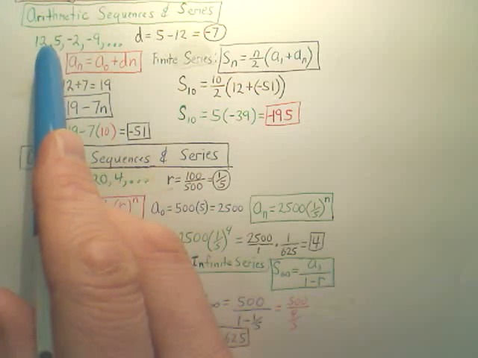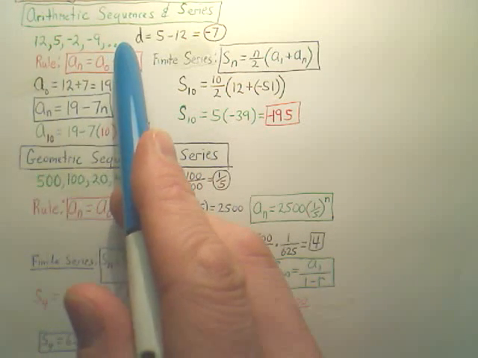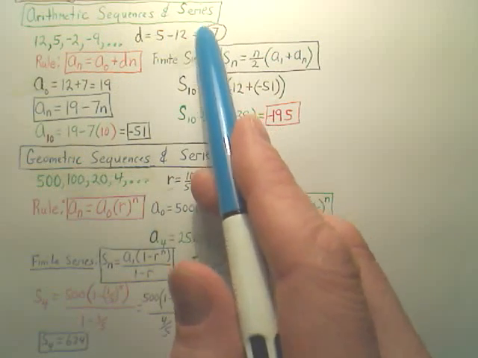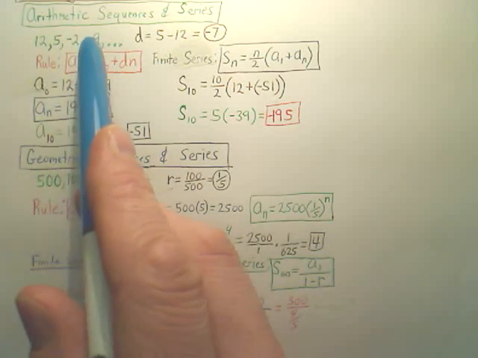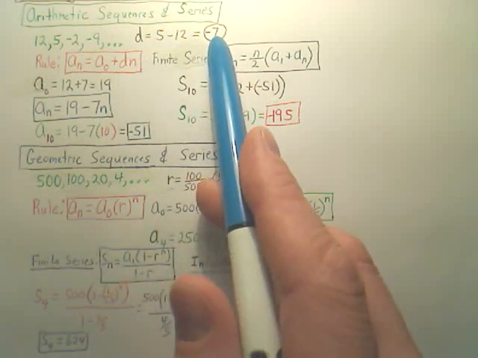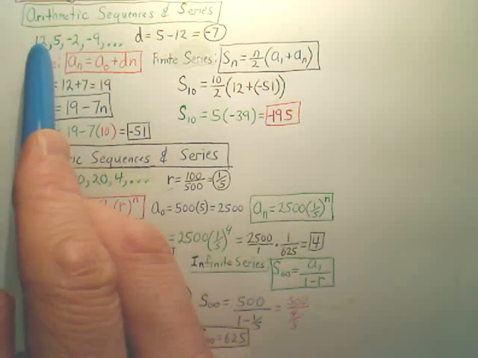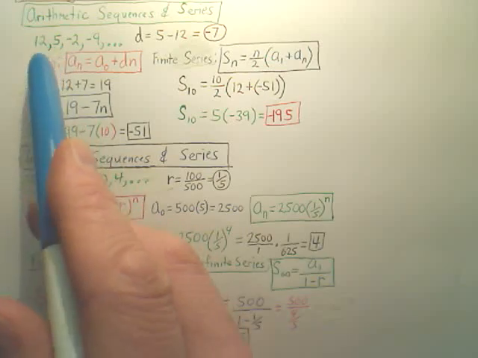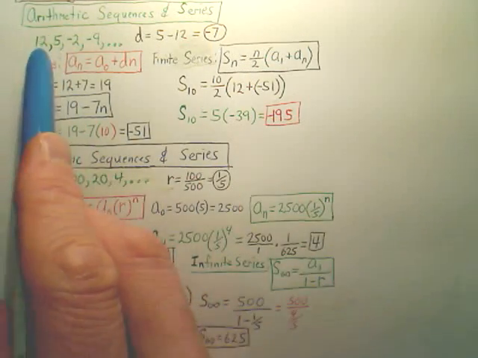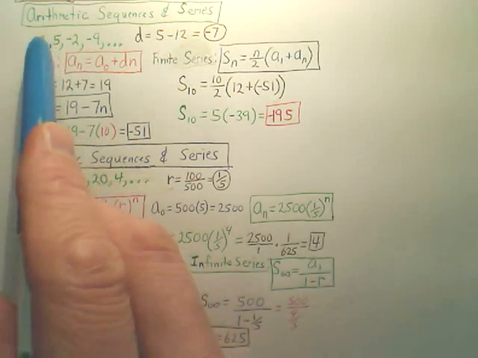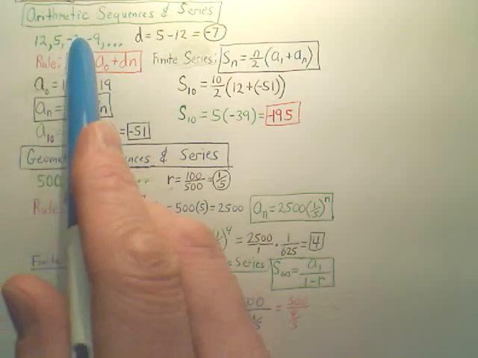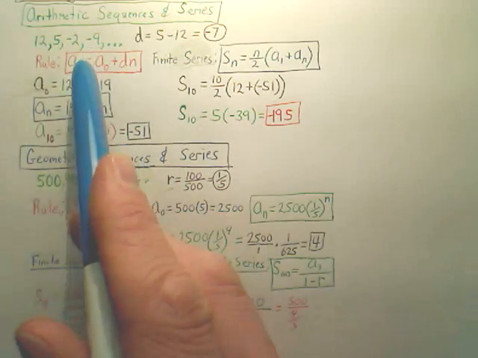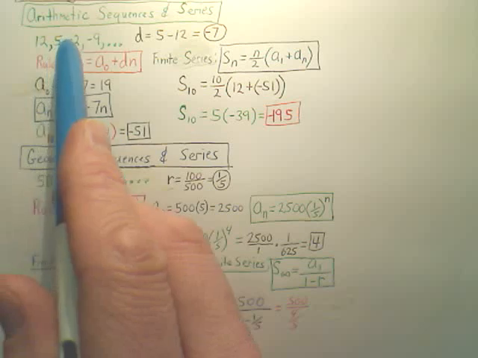Arithmetic sequences are patterns where you have a common difference. What you notice here is we're subtracting 7 each time. And the way we find that is we just take this minus this, or we could take this and subtract this. Basically, negative 7 is a common number added each time throughout. Thus, this is called an arithmetic sequence.